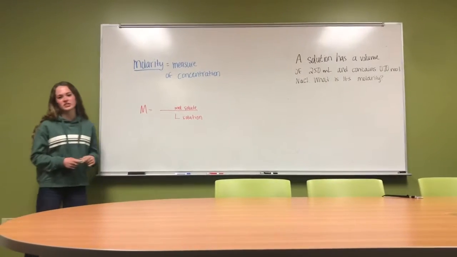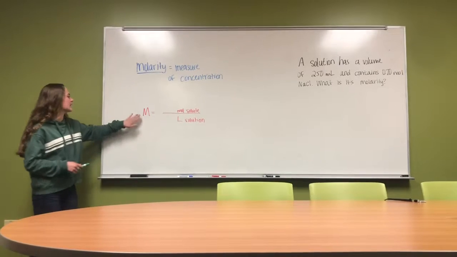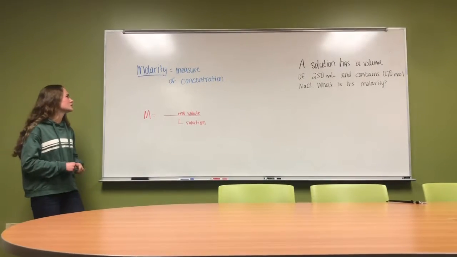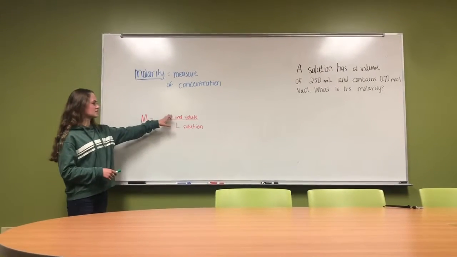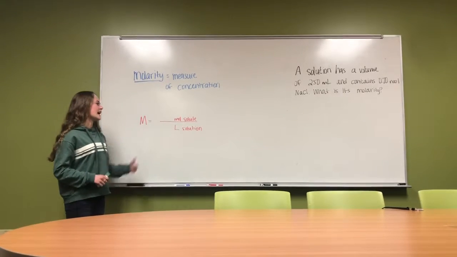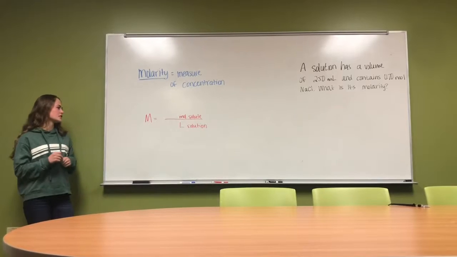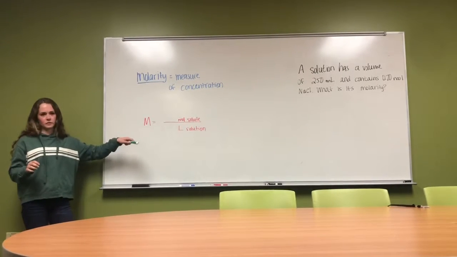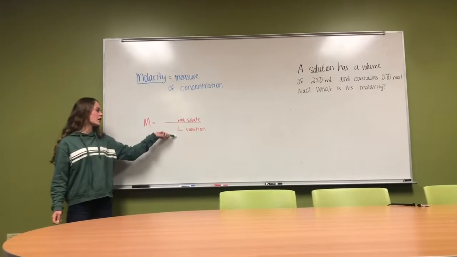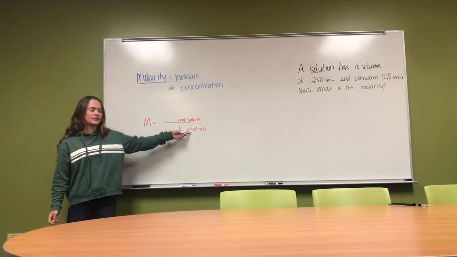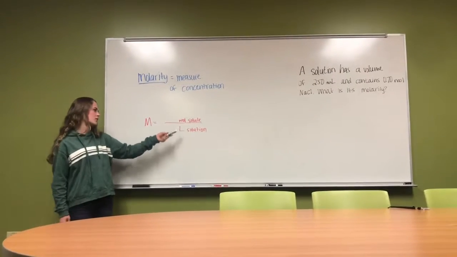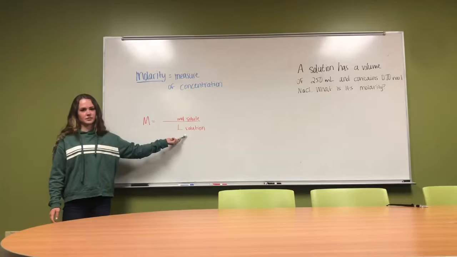Molarity is a measure of concentration that is represented by a capital M. In order to solve for molarity, you take the moles of solute over the liters of solution. And be careful when solving for a molarity problem, because many students often confuse this formula with the molality formula, which has kilograms of the solvent on the bottom. So double check and make sure that you always have liters of solution on the bottom.